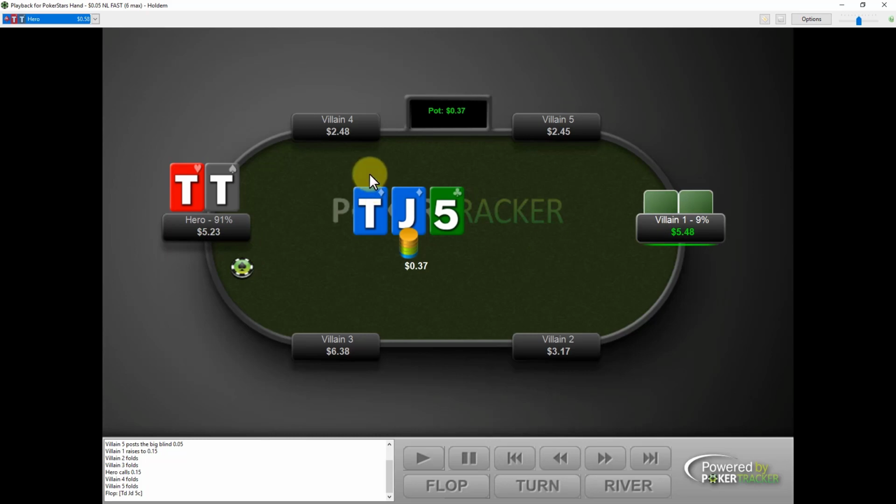So we end up flopping middle set here on a 10-jack-5 two-tone board texture, a semi-wet board texture with the presence of flush draws and straight draws. And with our opponent's under the gun open raising range, they can definitely have jack-X, they can have 10-X hands, they can have flush draws, they can have straight draws, they can have overpairs. So it's a really great flop for us on this board texture.